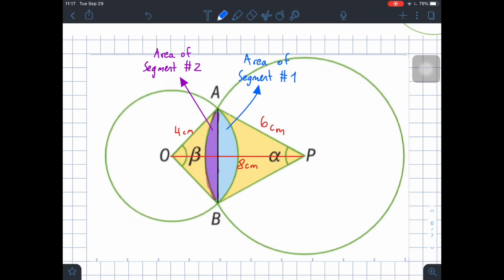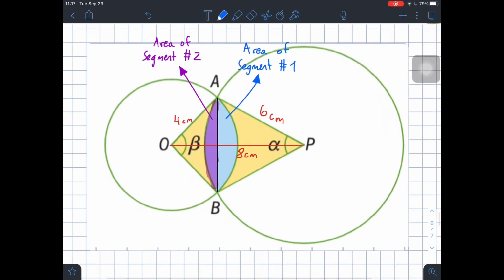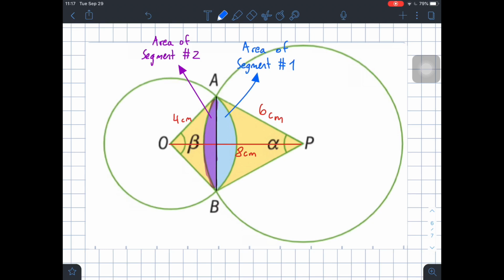Okay, so we already know how to find each of these areas of a segment, right? We just need to find the area of the whole triangle. For example, for this blue one over here, we would find the area of the sector, which is the whole thing, and we're going to subtract that by the area of this triangle AOB, right? And for the purple segment, we're going to first find the area of the whole sector here, the whole slice of the pizza, and we're going to subtract that by the area of this triangle over here, which is PAB triangle.